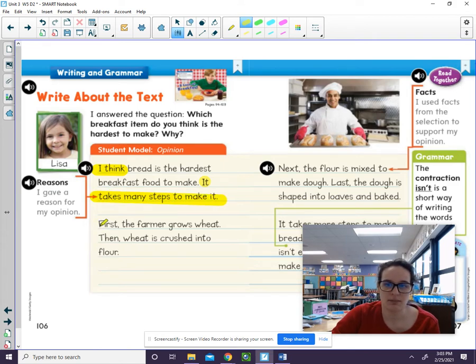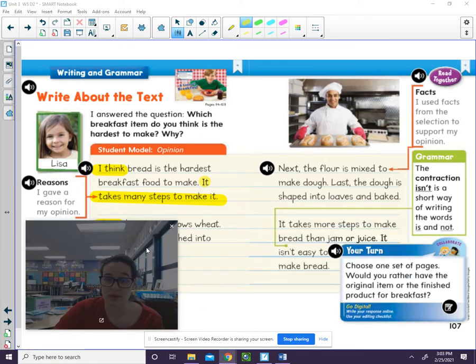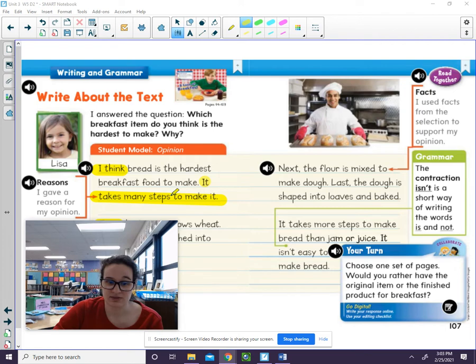First, the farmer grows wheat. Then wheat is crushed into flour. You can notice that she's using some sequencing words to help explain why she thinks it's hard to make it. It's because it's all those steps. Next, the flour is mixed to make dough. She's using lots of facts from the story. Last, the dough is shaped into loaves and baked. It takes more steps to make bread than jam or juice. It isn't easy to make bread. Notice she even used a contraction word here in her writing.